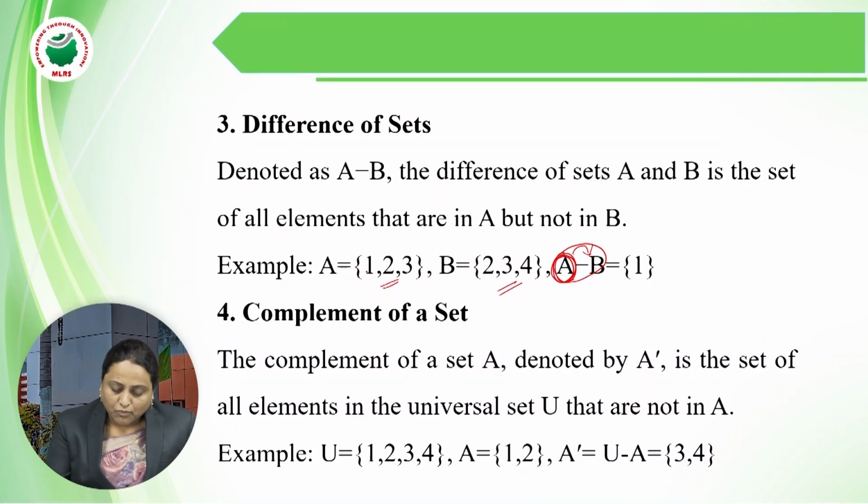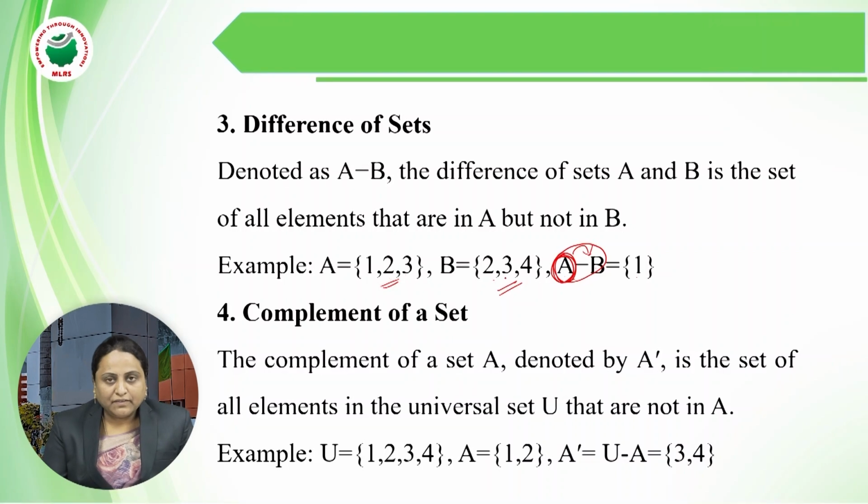Suppose you take 1. 1 is present in A but not B, so we'll take 1. And next go for 2. 2 is present in A as well as B, we don't consider it. And 3 is present in A as well as B, we don't consider it. So what is the answer for A minus B? It is 1. The elements present in A but not B is the meaning of A minus B.